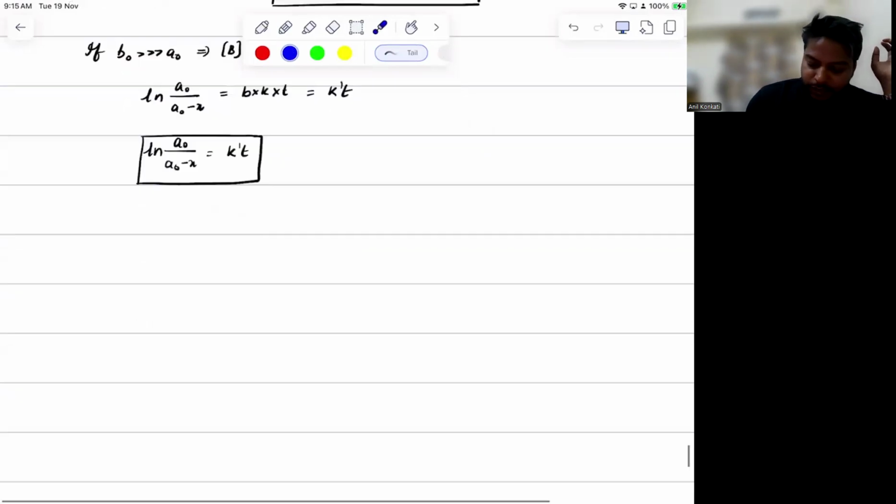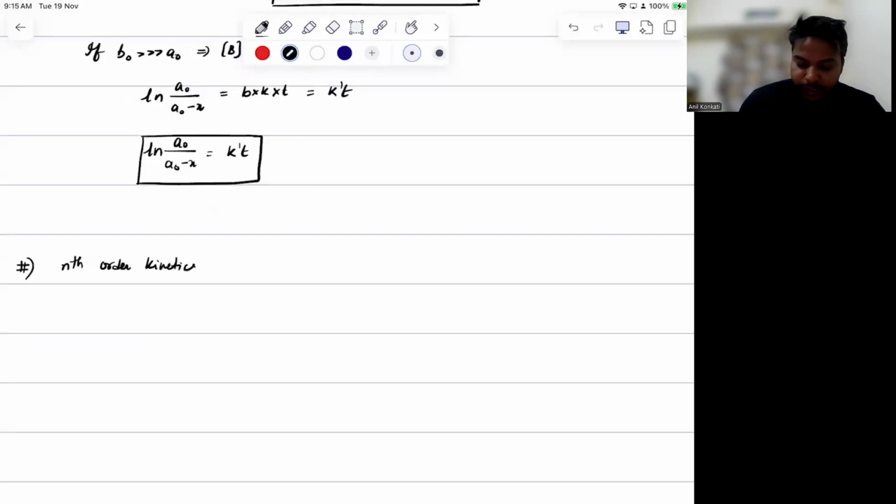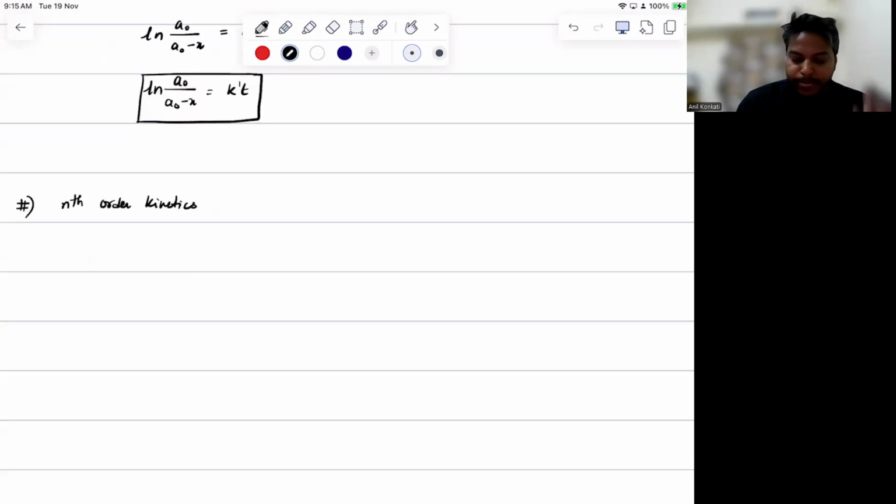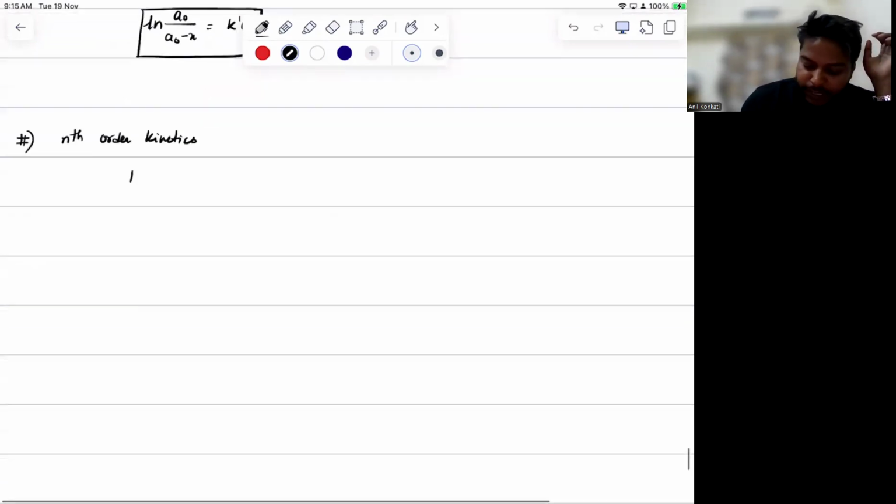Lastly, if you notice nth order kinetics, I'll directly write the formula here. So 1 by n minus 1 into 1 by A raised to power n minus 1 minus 1 by A naught raised to power n minus 1.